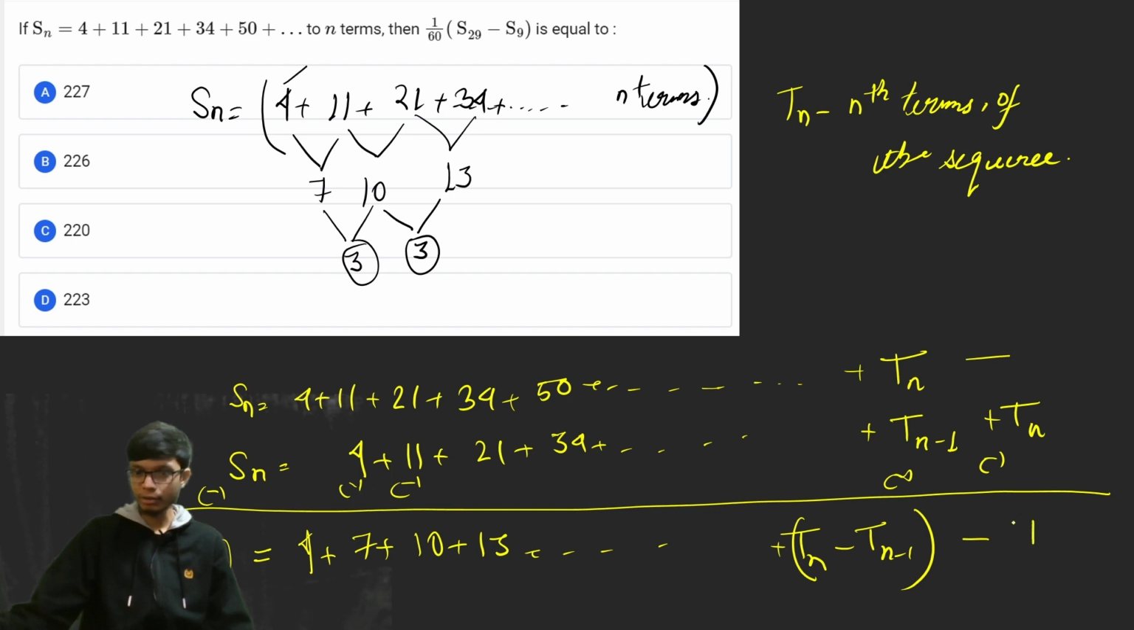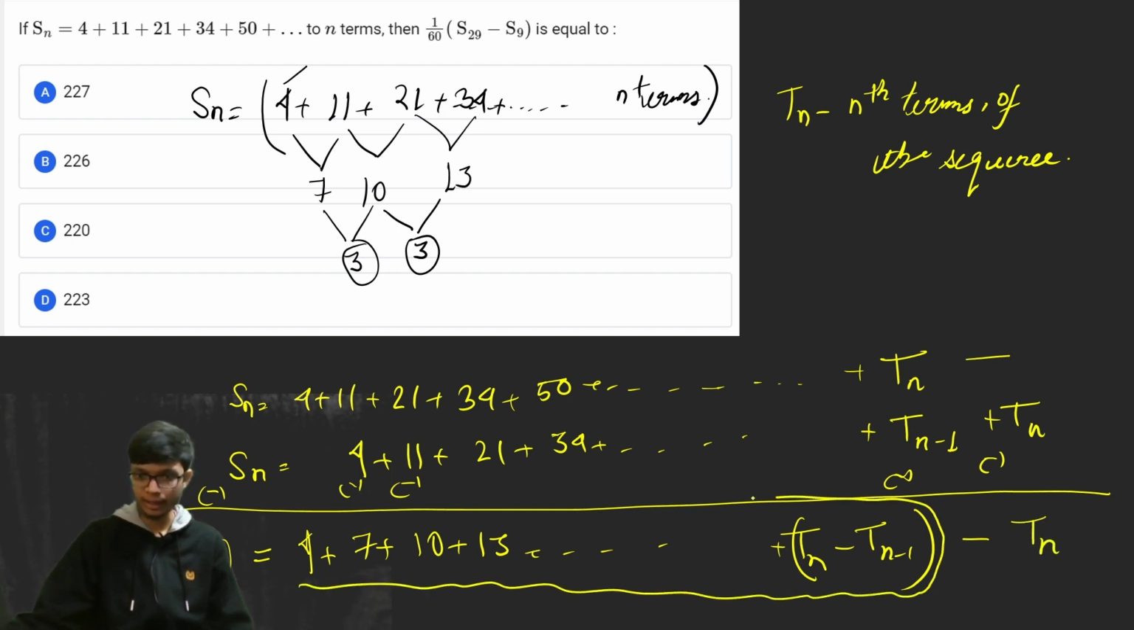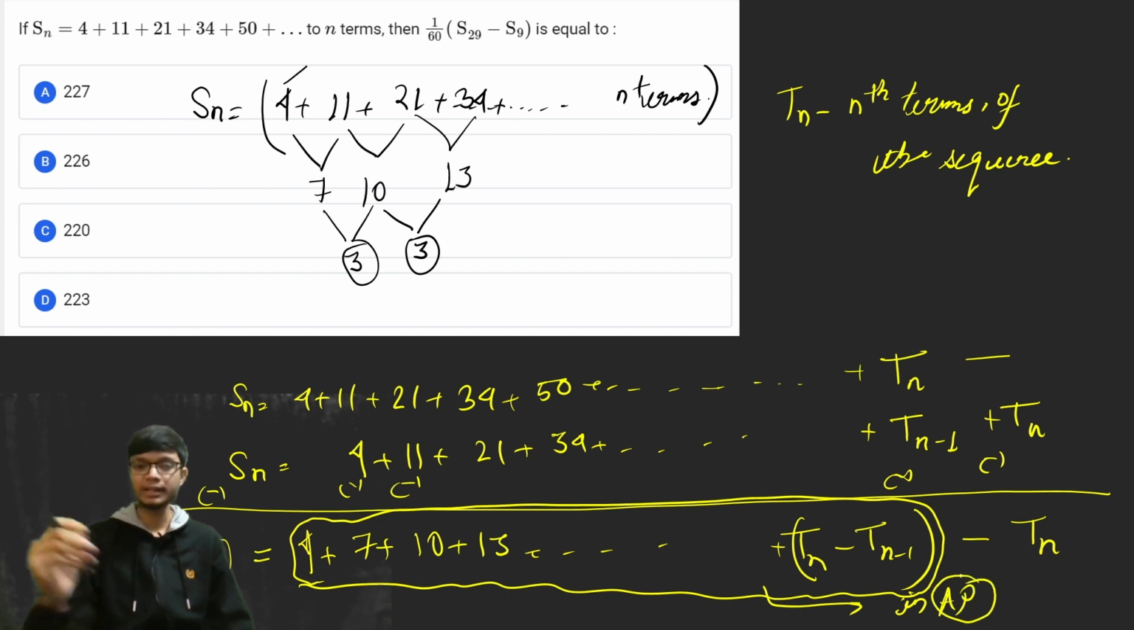And what is the advantage of doing so? These terms that I am highlighting over here are actually in AP. So that is the advantage we got from here. In looking for the sequence, we take out the difference between the consecutive terms, and whose difference also we take out, we found that the difference was actually constant. That means the differences of the consecutive terms were actually in AP.